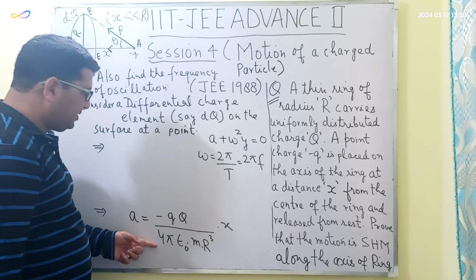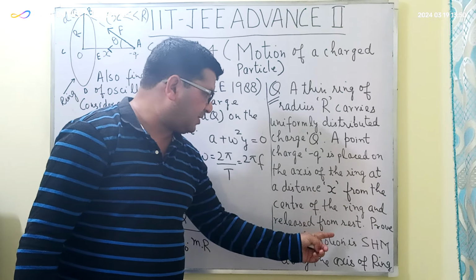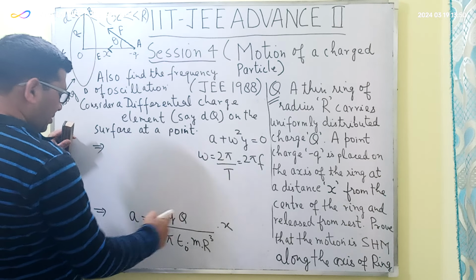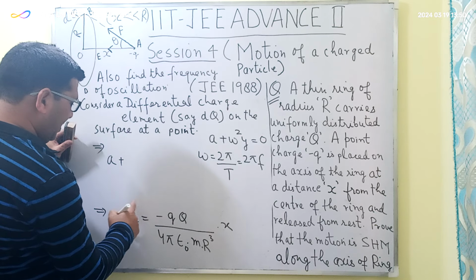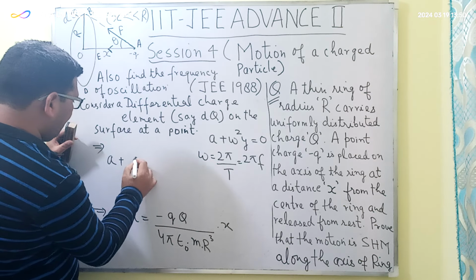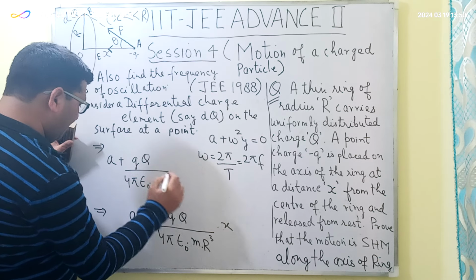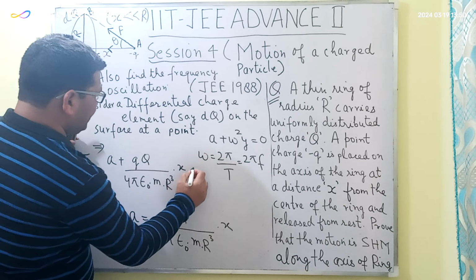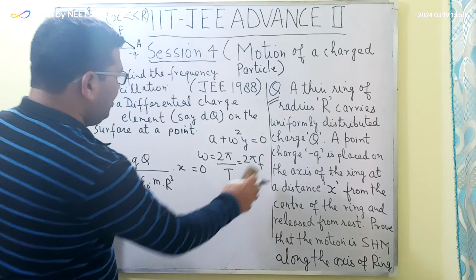So if I am able to write this equation in this form, then we can prove that the motion of this charged particle is simple harmonic along the axis of the ring. So what I will be doing is, I will now write this equation as a + (qQ/(4πε₀mR³))x = 0.